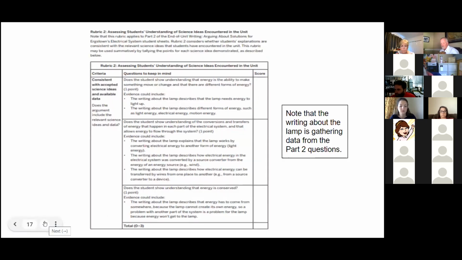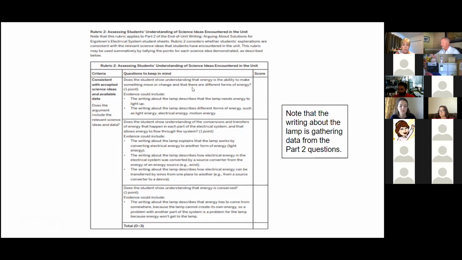Rubric 2 is looking at whether or not they are understanding the science ideas that were encountered in the unit. This part, rubric 2, is really looking more at the questions from part 2, okay? When they were looking at the lamp that wouldn't light up and looking at that drawing of the Ergstown electrical system. So the scoring of this is different.